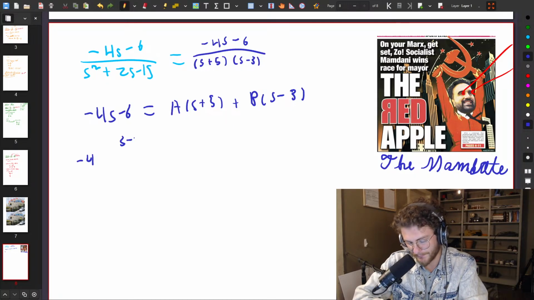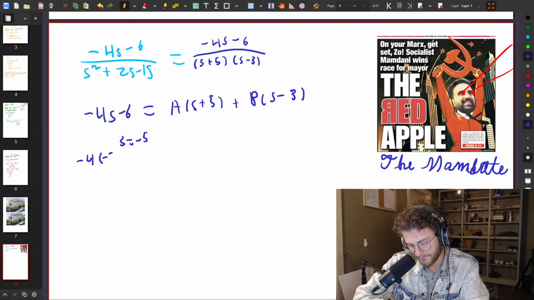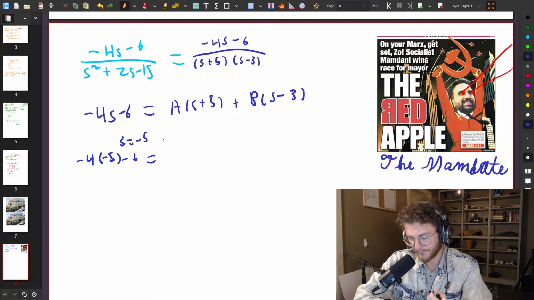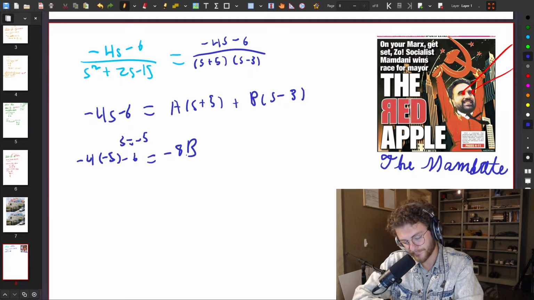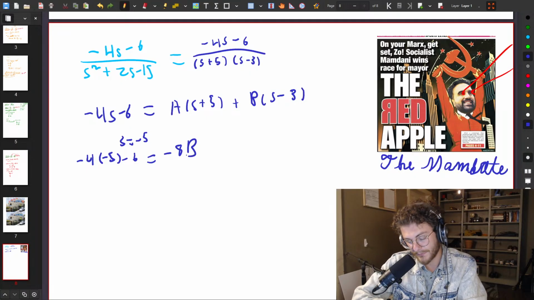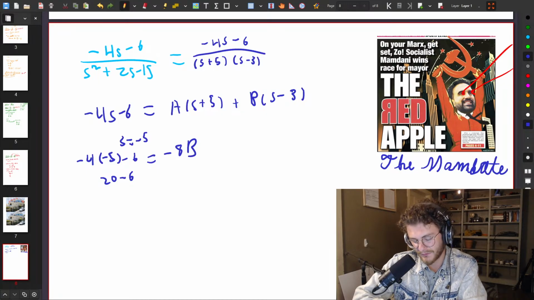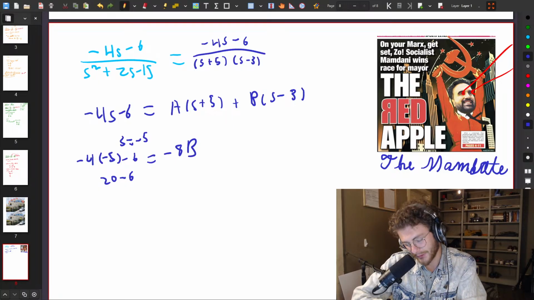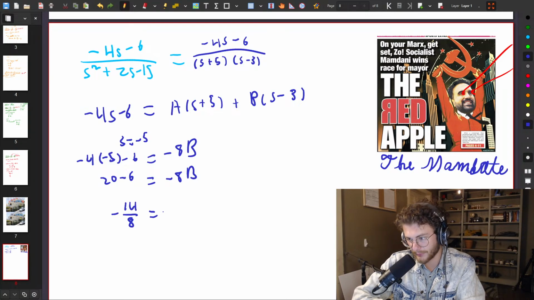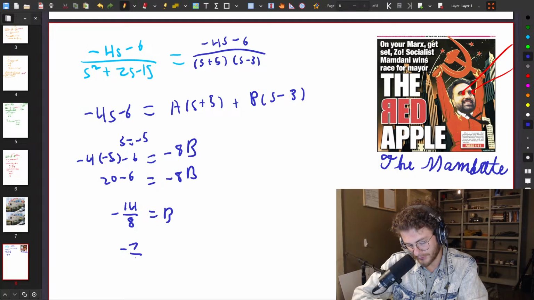Well, we got s equals minus 5. Negative 5 minus 3 is negative 8b. So negative 4 times negative 5, that's positive 20 minus 6, not negative 26. Negatives are hard. And I'm a 24-year-old man who is a physics major and should know better. But that's okay, we're going to keep working through it and make it happen. Negative 8b equals 14, so b equals negative 7/4.